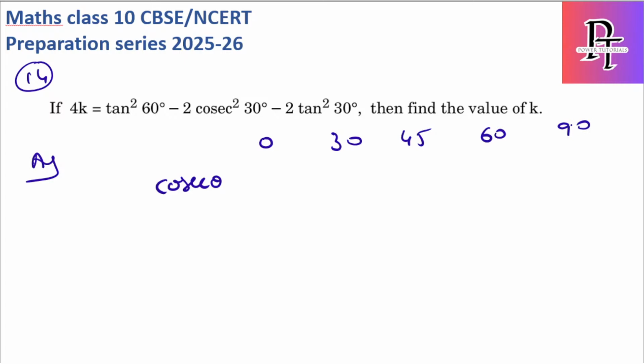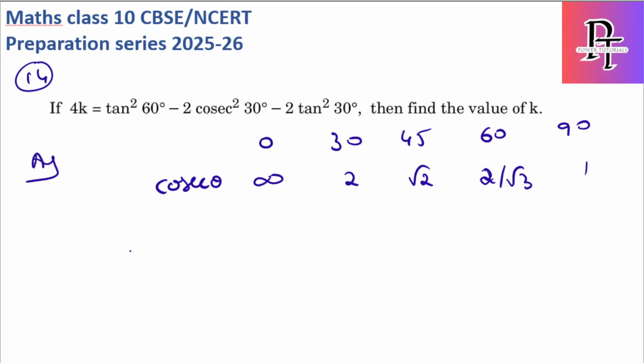If you remember sine, the inverse of the sine values are nothing but cosecant. Sine 0 is 0, so 1 by 0 is infinite. Sine 30 is 1 by 2, so this is 2. Sine 45 is 1 by root 2, so this becomes root 2. This becomes 2 by root 3 and this becomes 1.